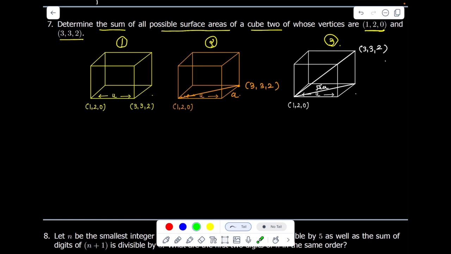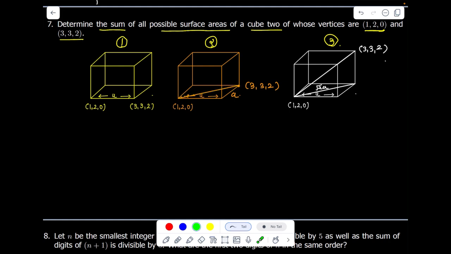So first case is when side length is a and both the vertices are on the same surface, on the same line, which means the vertices are adjacent to each other. Another case is on the same surface, but vertices are diagonally connected like this. Here vertices are connected diagonally.